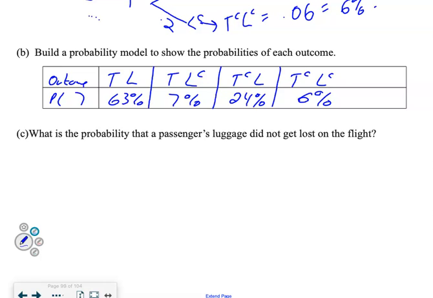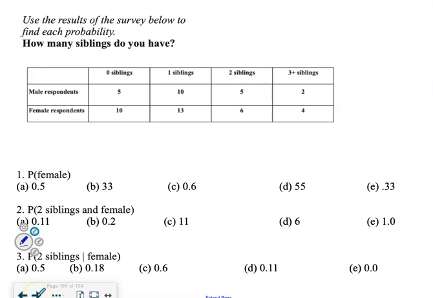What is the probability that a passenger's luggage did not get lost on the flight? So they kept their luggage. I keep my luggage here. I keep my luggage here. So 63 plus 24. I have an 87% chance of keeping my luggage. Okay. All right, let's go to the next one.